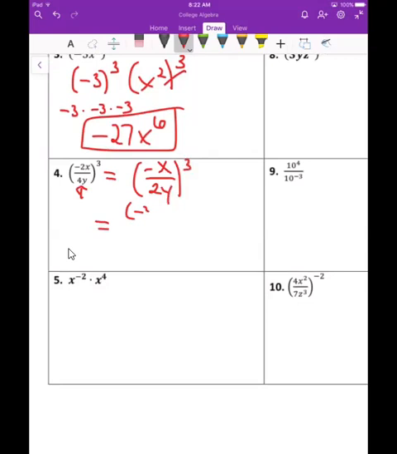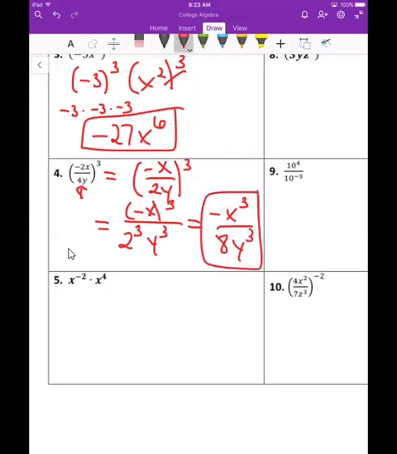So negative x will be cubed, 2 will be cubed, and y will be cubed. Now if I cube a negative, it still stays negative, so this whole thing becomes negative x cubed over 2 cubed is 8 y cubed. Okay, so you can simplify on the inside first, or if you didn't simplify on the inside first, you'll see you'll get the same answer either way.